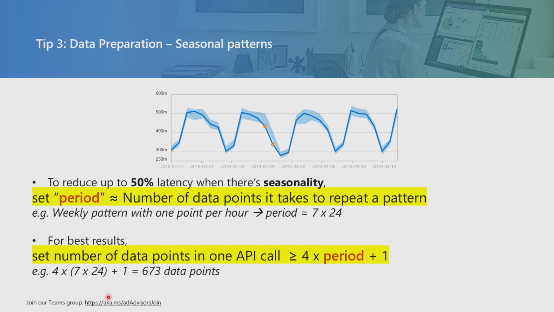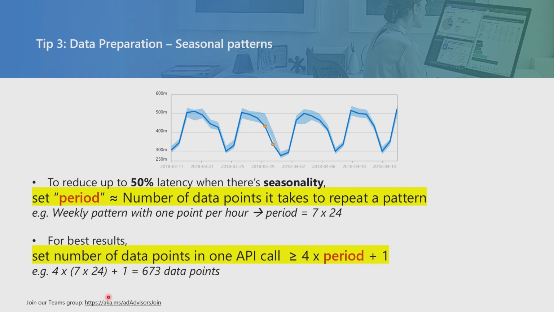This period is an integer, and it specifies roughly how many data points the time series takes to repeat a pattern. Let me give you an example. If you have time series data with a weekly pattern and 1 data point per day, so 7 data points per week, and the seasonality occurs every week, then the period could be specified as 7. If the weekly pattern is with 1 point per hour, then you want your period as 7 by 24. This parameter is optional. If you're unsure about the data patterns or seasonality, you don't have to specify it.